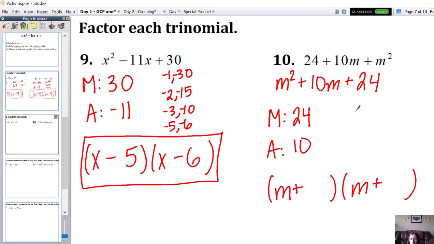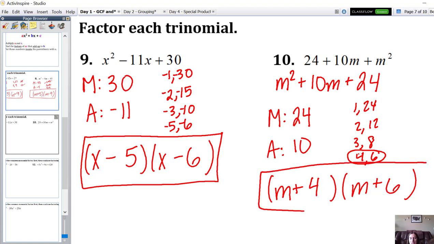Factors of 24 include 1 and 24, 2 and 12, 3 and 8, 4 and 6. When I add them together, I need to get to 10, so that's going to be 4 and 6. So my factors here are m plus 4 and m plus 6. Again, the order does not matter. We could have done m plus 6 and m plus 4. No difference.